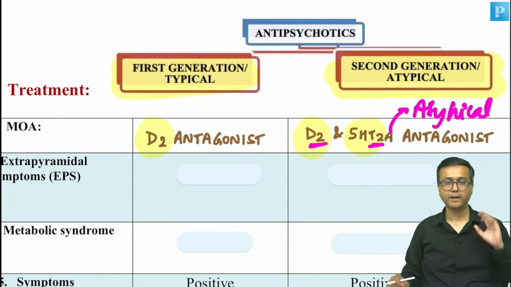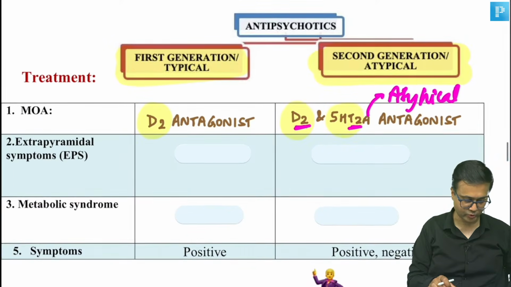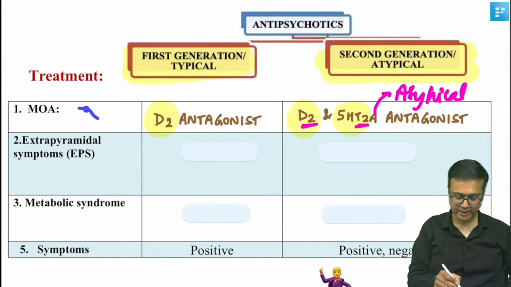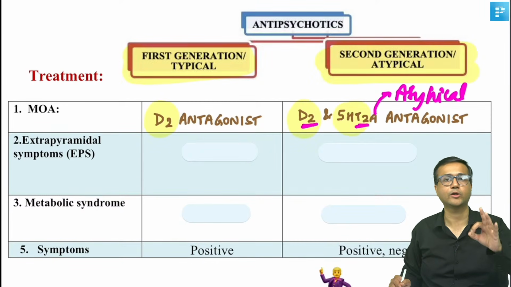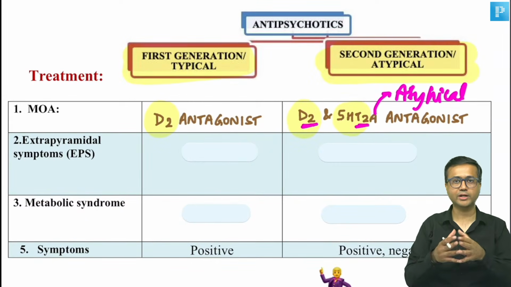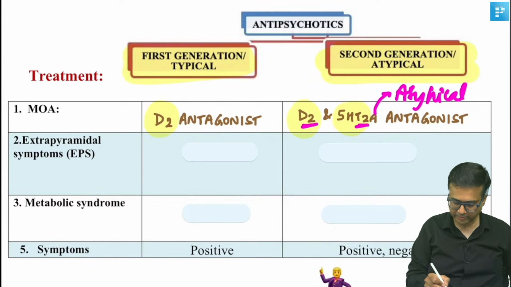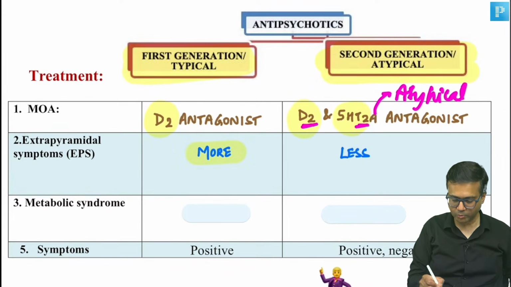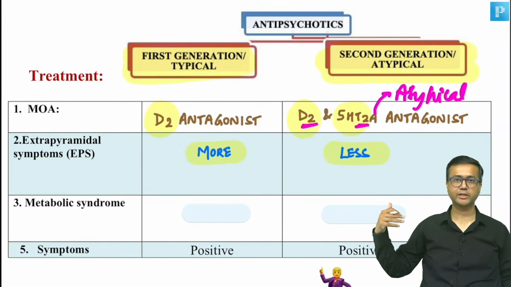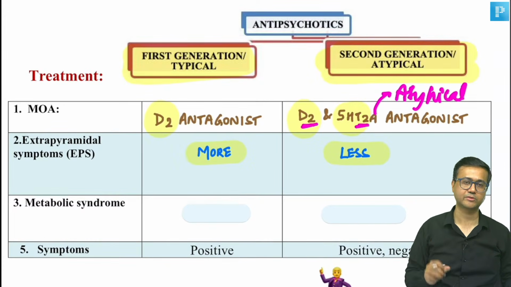Is it clear? Now also let's discuss a few more points. Very good, beta. We know that EPS, extrapyramidal symptoms, occurs because of D2 antagonism. So usually which drug has more EPS? Please remember, second generation have less EPS, first generation usually have more EPS. We'll discuss that table of EPS, very important.